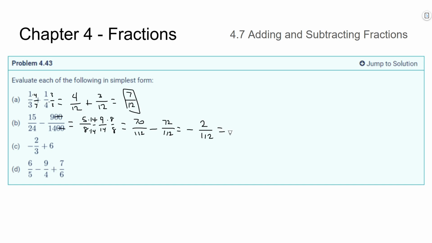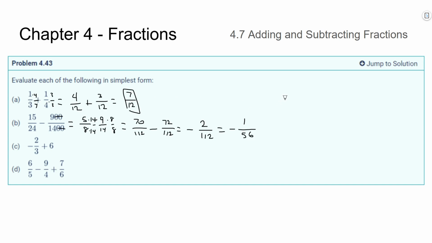And that's going to, well, they're both even, so we can cut that in half. So that's going to be 1 over half of 112 would be 56. 1 over 56. Well, if we simplify down to 56, wait a second. If we had 5/8 and 9/14, well, those are both divisors of 56. 56 is a multiple of 8 and 14. So could we have just used 56 as our common denominator instead of 112?